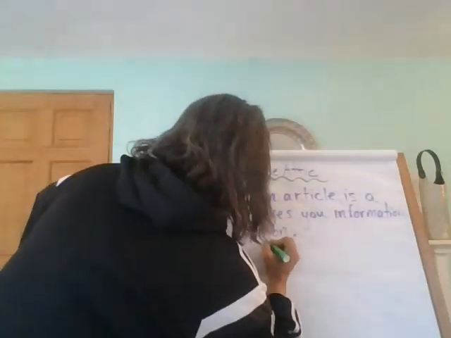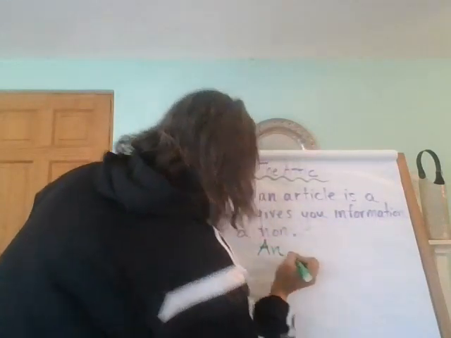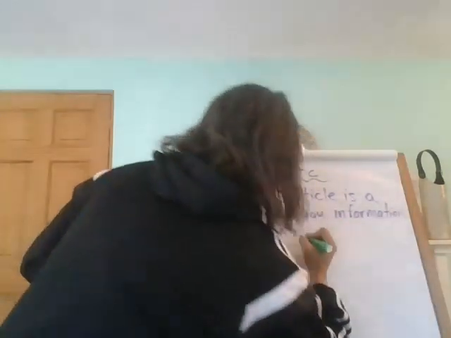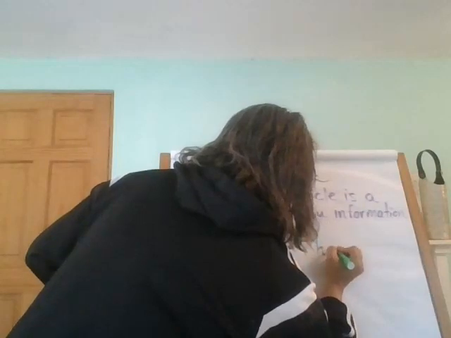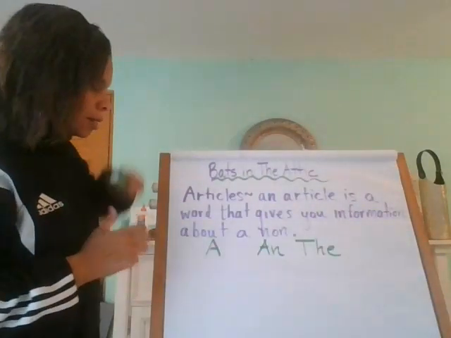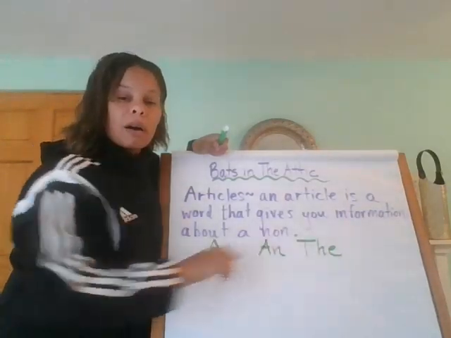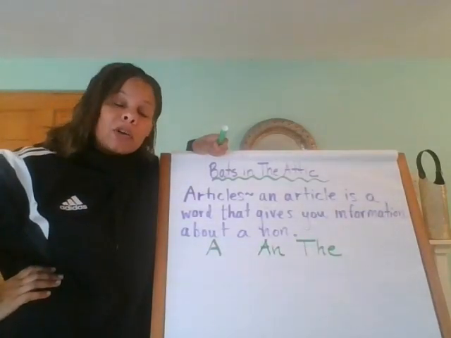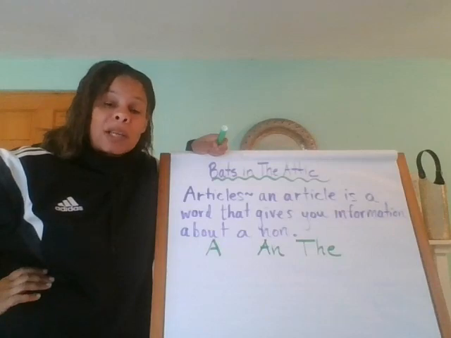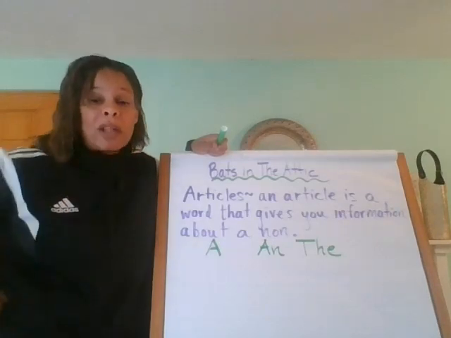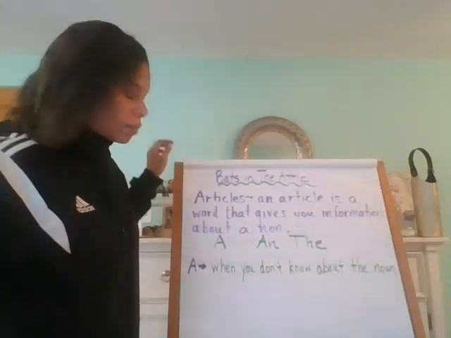a, an, and the. Okay? So you might say a dog, an apple, a car. So these are the articles, but there are certain times when you actually have to use the articles. And I'm going to tell you when you use these articles.